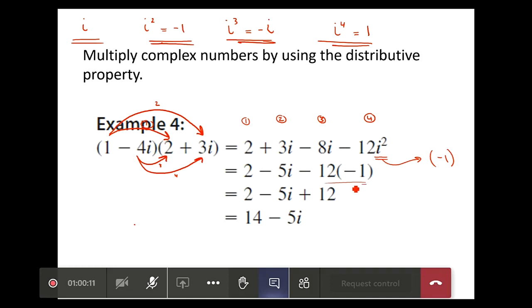Okay, so i square equals negative 1. Look at this. Now we have 2 and positive 3i minus 8i, negative 5i. Multiply negative 12 with negative 1, we have positive 12. Now add 12 with 2, we have 14 minus 5i. Okay, any question?